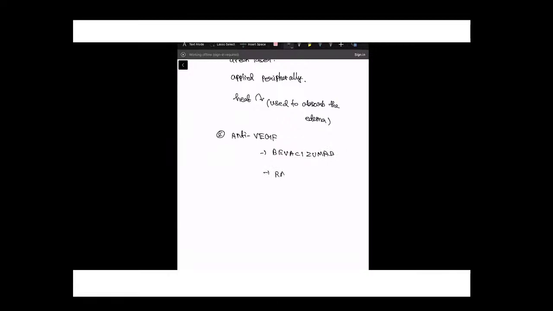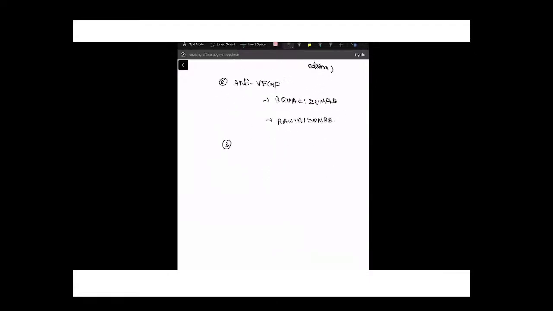And ranibizumab can also be used. Intravitreal steroids like triamcinolone acetonide.